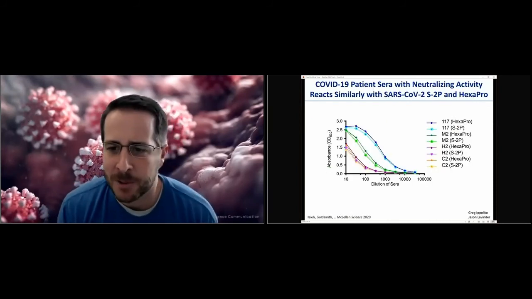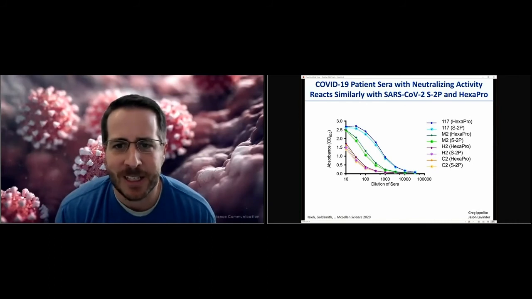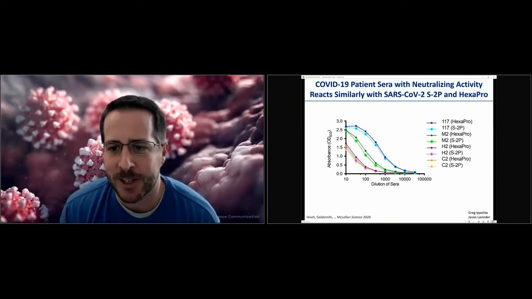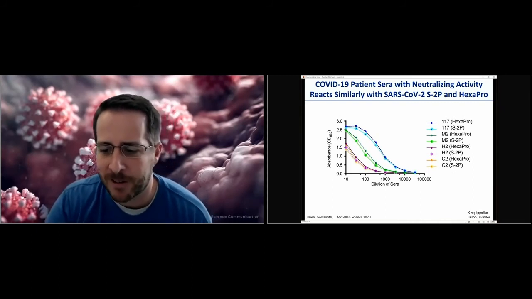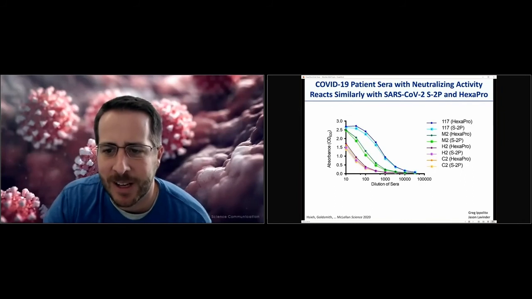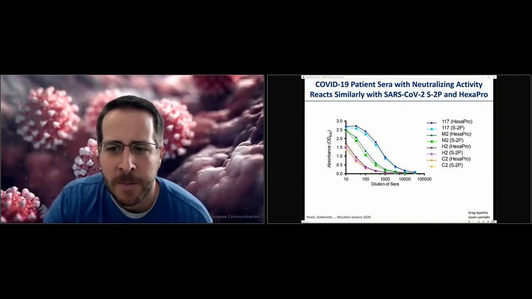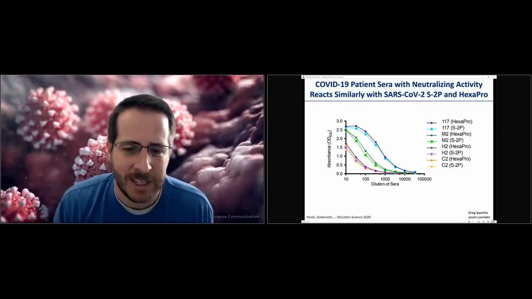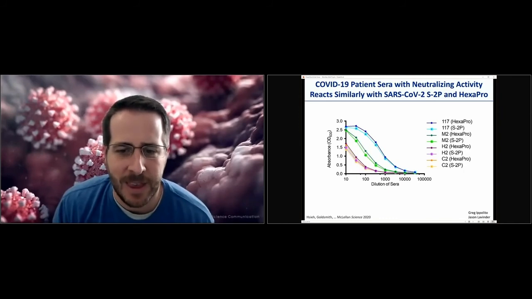And most importantly, there's really no difference in reactivity with patient sera between the S2P version and Hexapro. This was performed by Greg Ippolito and Jason Levinder. They have different patient COVID-19 convalescent sera, and they plated either Hexapro or S2P. And for each of the 4 different sera, the reactivity was the same. So we're really excited about that.